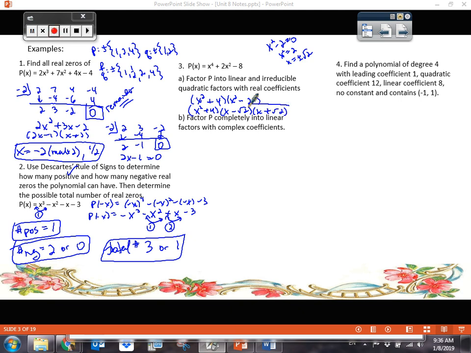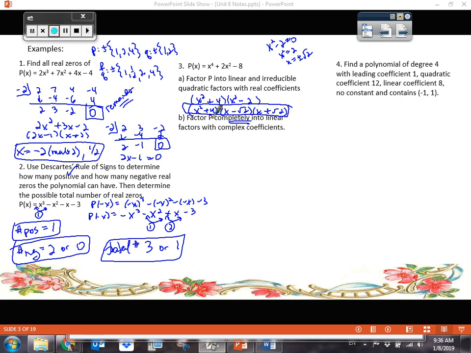Now I have satisfied the requirement for linear and irreducible quadratic factors. That's what it's telling me to do. So vocab is really important in this unit. Linear and irreducible means this. Now, factor completely. Completely means all the way to linear factors. We're going to have imaginaries, everything else. All the way to linear factors is complete.